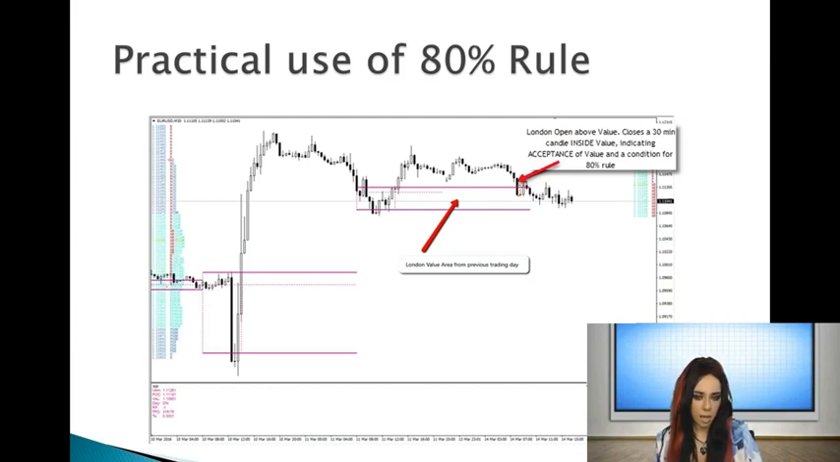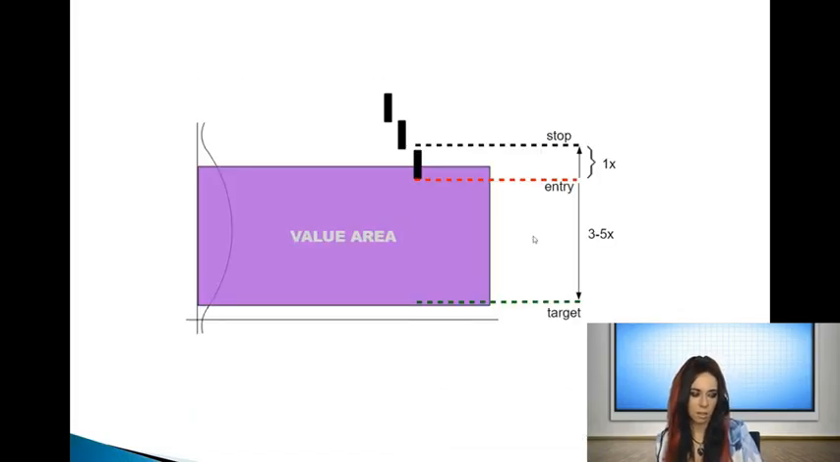With price accepting the previous day's value area, I was able to find an intraday trade that enabled me to take a short trade and run it down to the first available demand, giving me a 3 times risk-reward trade. The actual way you would play these, you would take the size of the 30-minute candle that closed inside the value area. The stop will always go above this 30-minute candle because a lot of the time price has already moved away from your initial intended supply area.